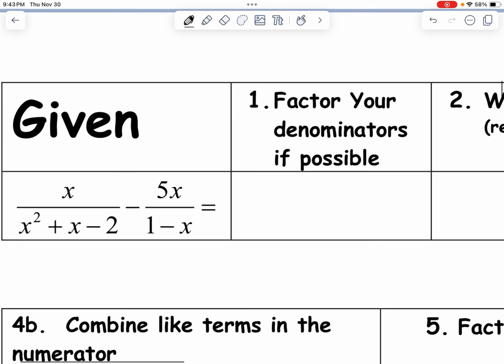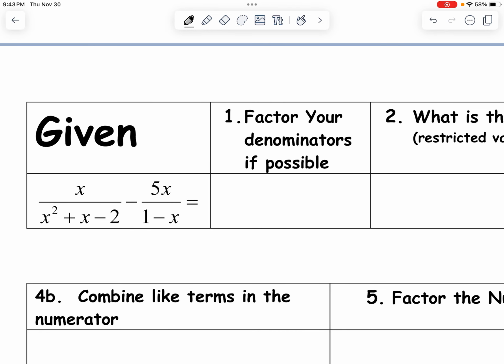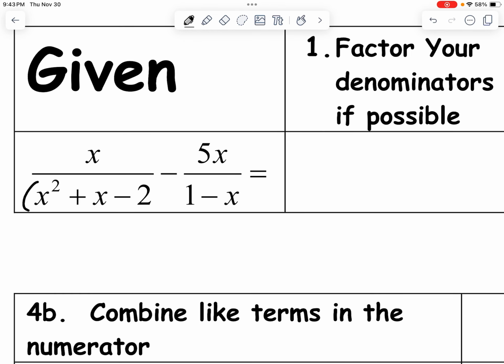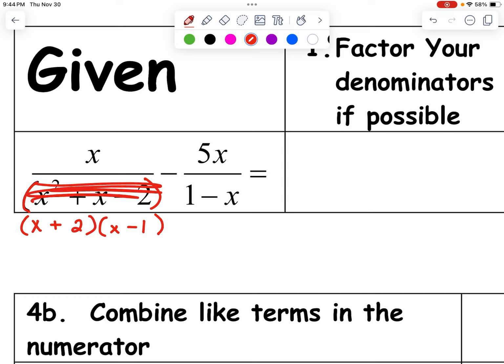Okay, here we go. Step 1 was factor your denominators if possible. I want to try to color code these, so I'll do all of my first denominators in red. Does this denominator factor? Yeah. How? X minus 2, x plus 1. You're really close, and that's totally fine. If they can't do that, they should pause the video and try because that's an algebra 1 skill.